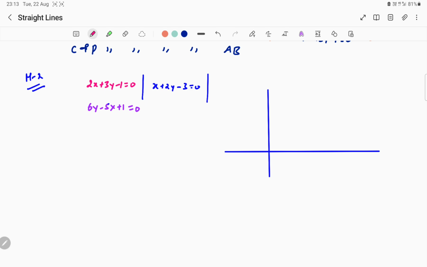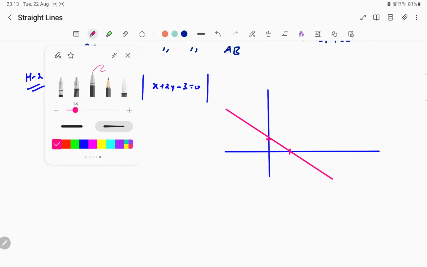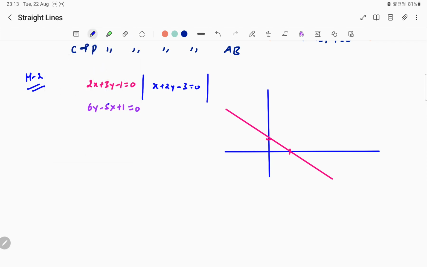Put x equal to 0, so y is how much? 1 by 3, somewhat here. And put y equal to 0, so x is how much? 1 by 2, somewhat here. So let's draw this line. Then similarly we can draw this blue line. For the blue line, put x equal to 0, so y is 3 by 2, somewhat over here. And put y equal to 0, so x is equal to 3, which will be somewhat over here.